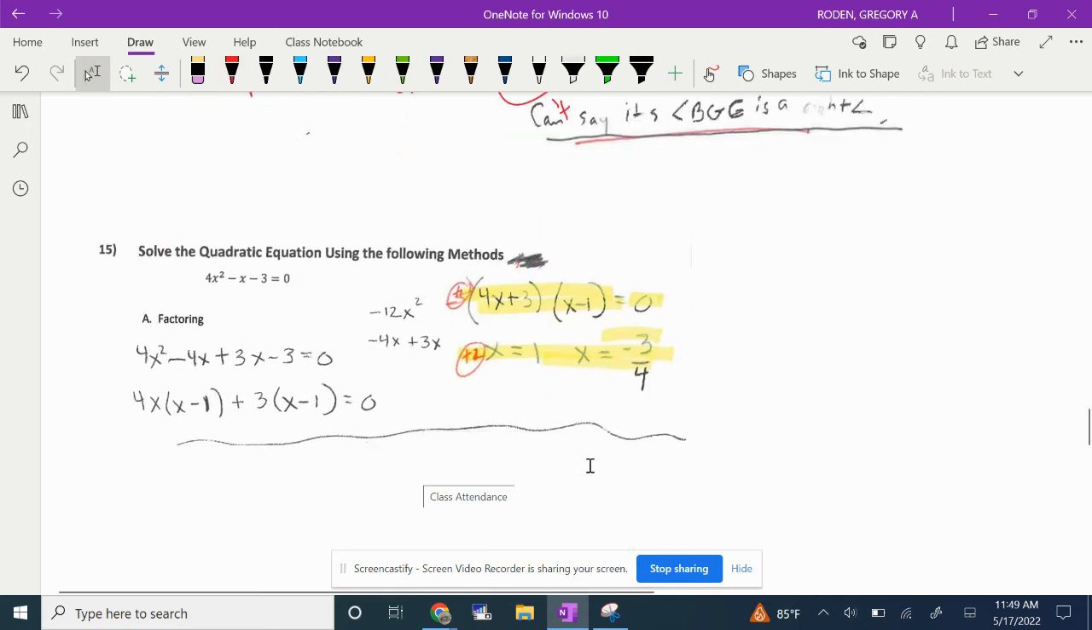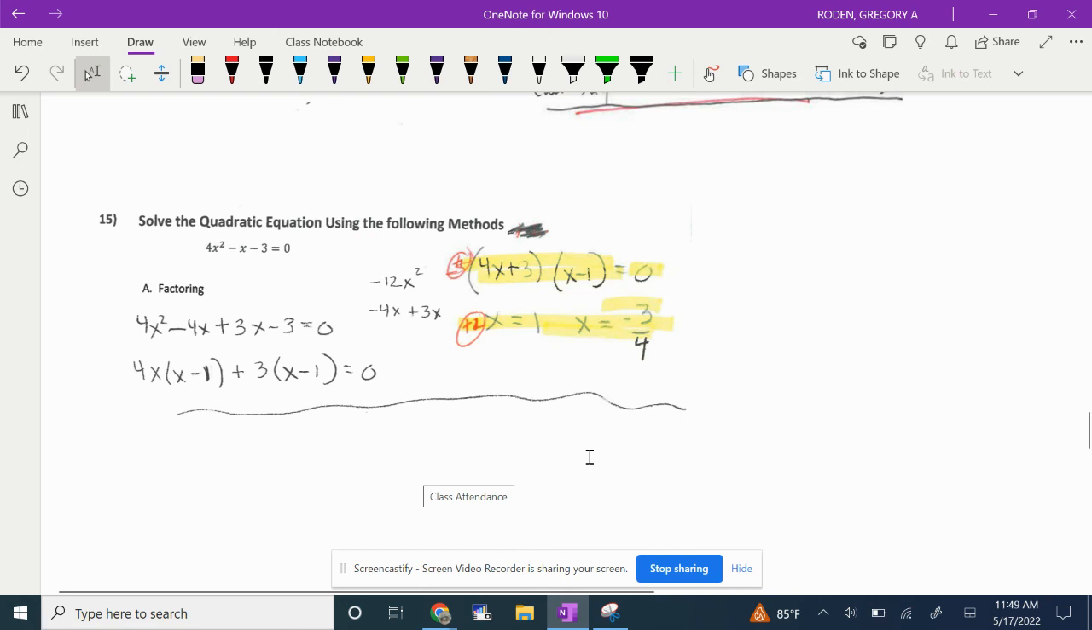All right, so the last page we factored. I took 4x squared and negative 3 and got negative 12x squared. And I figured that negative 4x plus 3x gives me negative 1x. So I just replaced the negative 1x with negative 4x plus 3x. This got replaced with that.